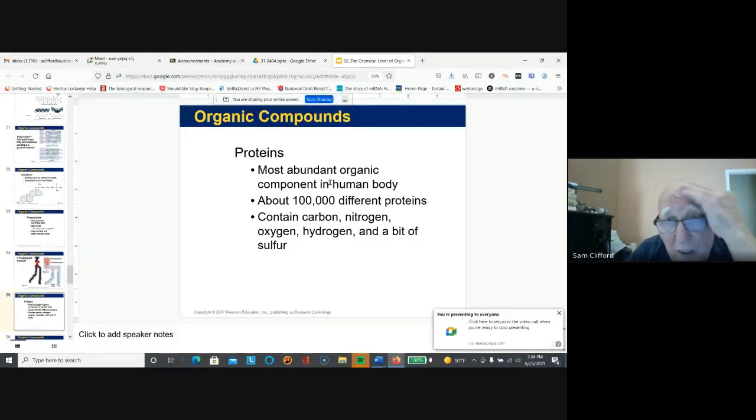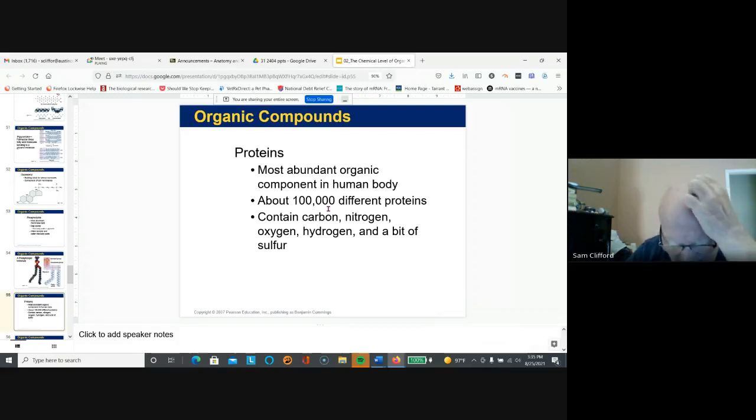Okay, there are 100,000 different proteins, the most abundant organic component in the body. Proteins make up muscle fibers, they make up the long extensions of nerves. There are all kinds of enzymes that are protein. Protein makes up cartilage and it also has albumin floating around in the blood. So proteins contain carbon, nitrogen, oxygen, hydrogen, and sulfur.